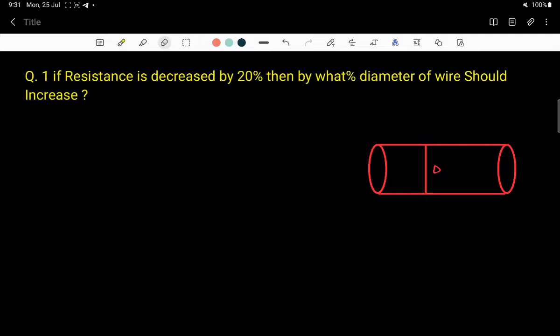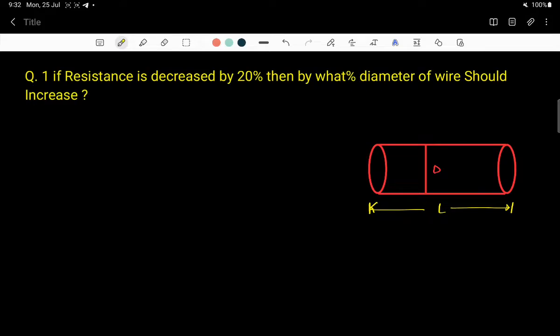Alright, so here first we have to find the relation between the resistance and diameter. Here we assume there is a wire of diameter d, and the length of the wire is L. The main concept in this question is that we keep our length constant. We just vary our diameter, so all the time our length remains constant.